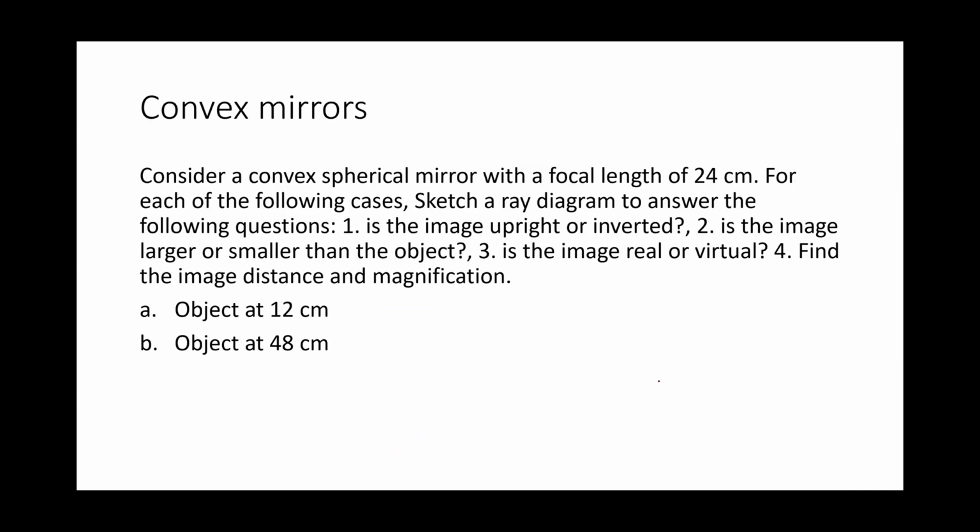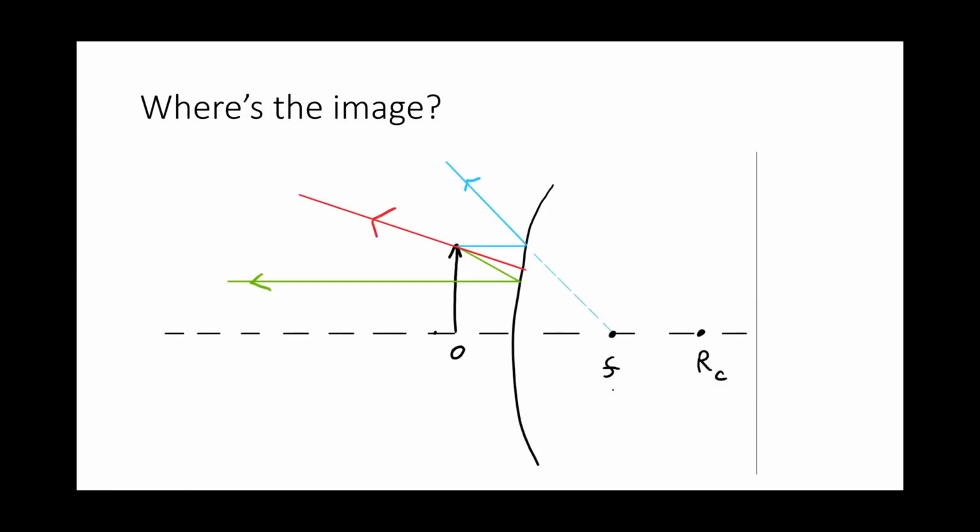Okay, so the convex mirror problem: we have the focal length of the mirror. We want to sketch a ray diagram for an object at, say, 12 centimeters to start with. We want to figure out all the image properties: upright, inverted, bigger, smaller, real, virtual, and then throw it into our equations to get the image distance and the magnification. The ray diagram here is going to be pretty similar for each of the 2 cases. I'm still going to draw the same 3 rays.